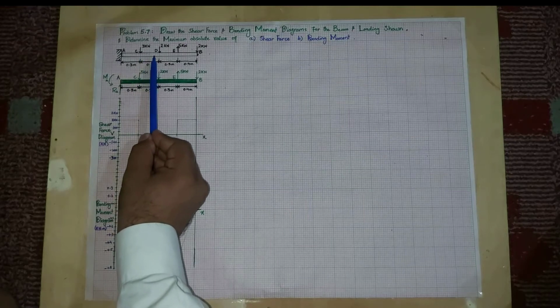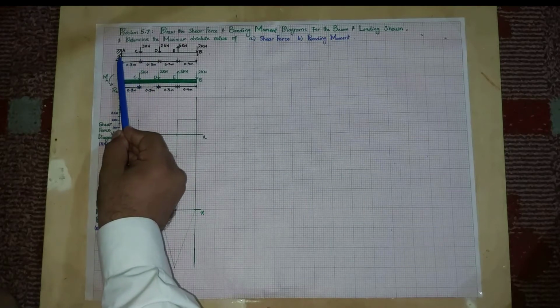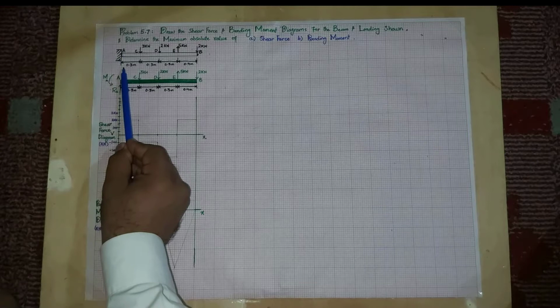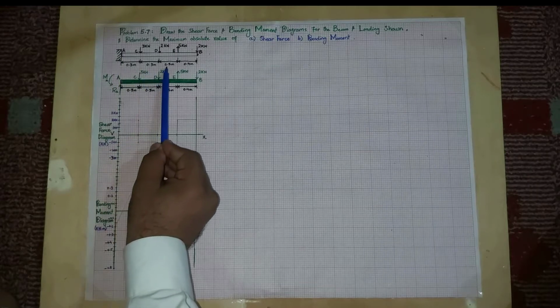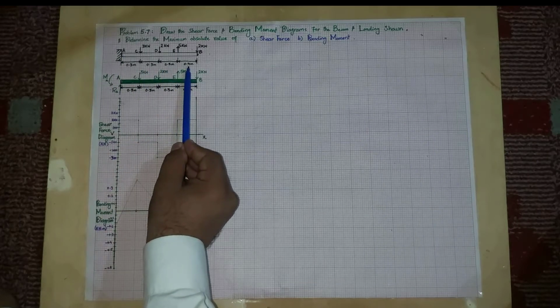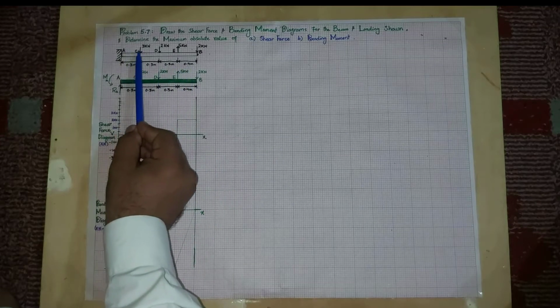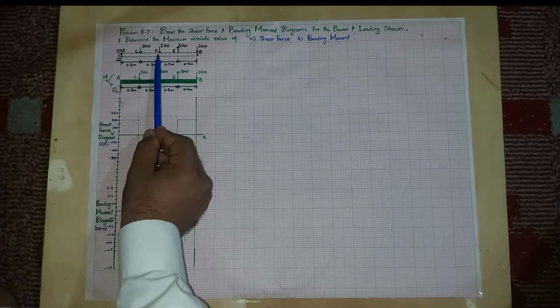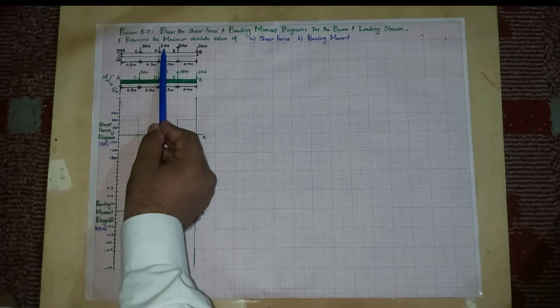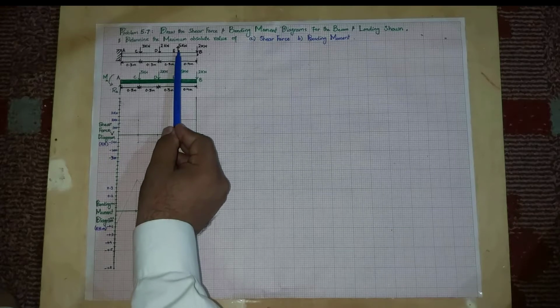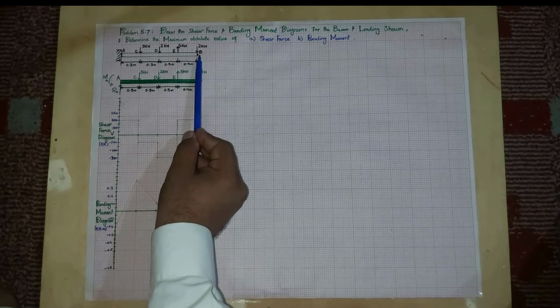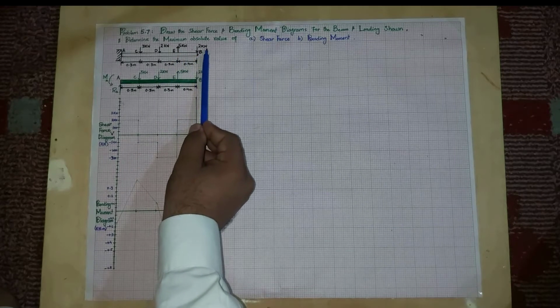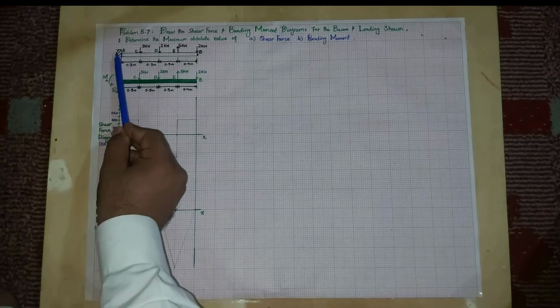Now from this figure we can see that this is a cantilever beam having total length 0.3 plus 0.3 plus 0.3 plus 0.4. So the total length is 1.3 meters. The load at point C is 3 kilonewton acting downward, at point D it is 2 kilonewton downward, at point E it is 5 kilonewton upward, and at point B it is 2 kilonewton. So it is fixed at end point A.